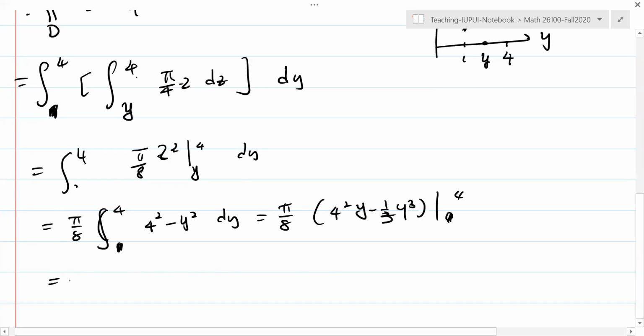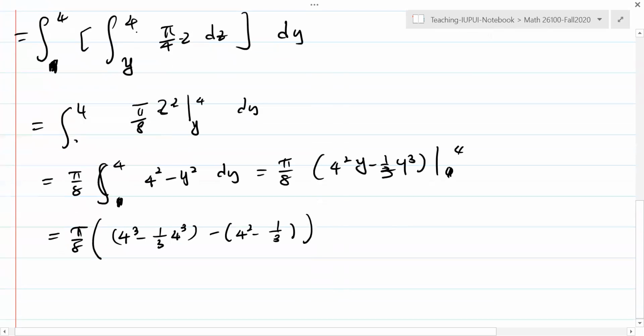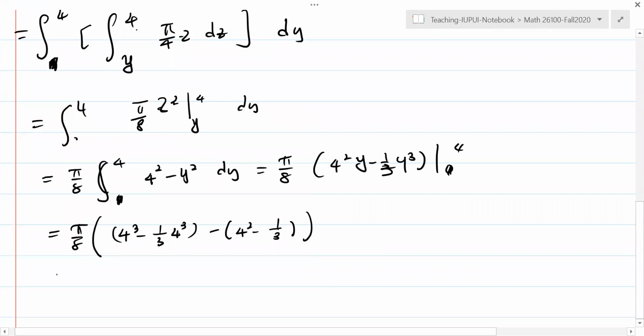Yeah, so it's pi over 4 and 4 cubed minus 1/3 4 cubed minus when it's 1. Okay, it's a little bit complicated. So you can simplify it, and let's finish this. So it's going to be 2 over 3 4 cubed minus this is minus 4 squared.